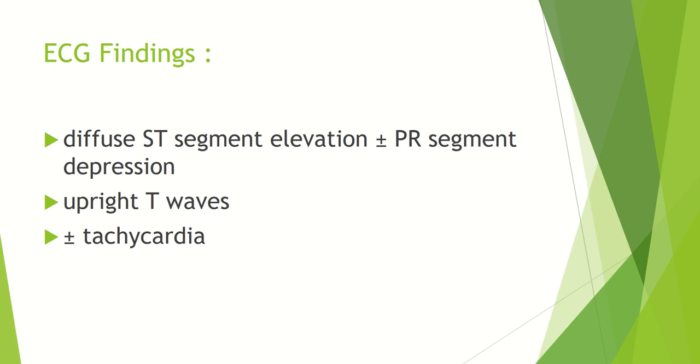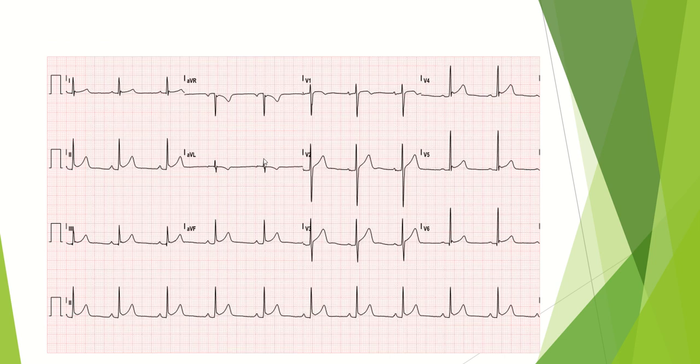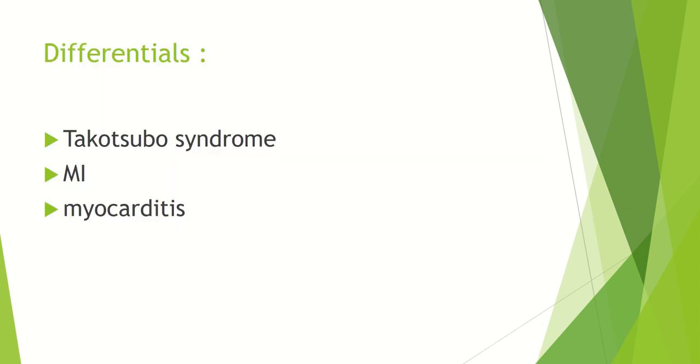The ECG findings will be diffuse ST segment elevations plus minus PR segment depressions. They could also just present with tachycardia, but for exam purposes, this is important. So you're seeing a diffuse ST elevation in the various leads, lead 2, lead 3, aVL. So in almost all the leads, we have ST segment elevation.